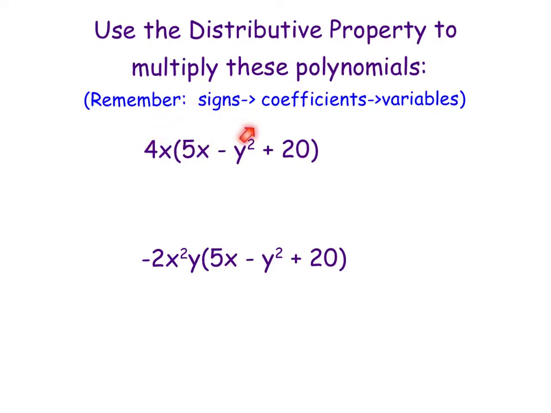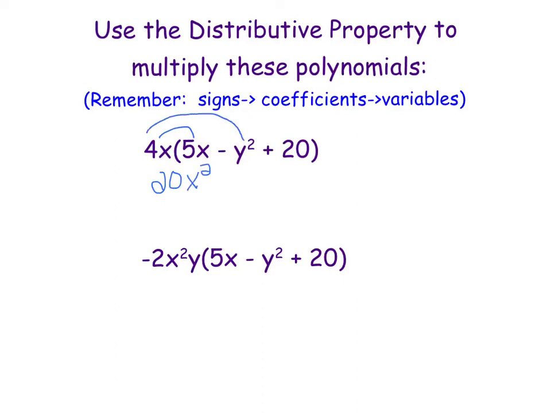So we're just going to multiply each term, because the inside of the parentheses is addition or subtraction. Each of these terms is being multiplied by 4x. So you can multiply over the parentheses. So we can first do 5x times 4x. So 4 times 5 is 20. X times x is x squared.